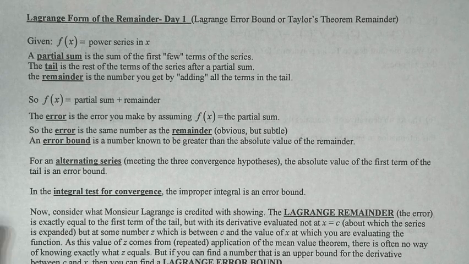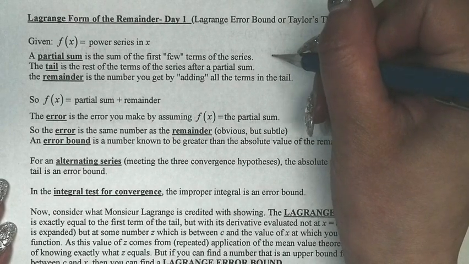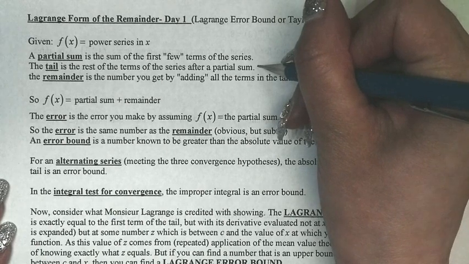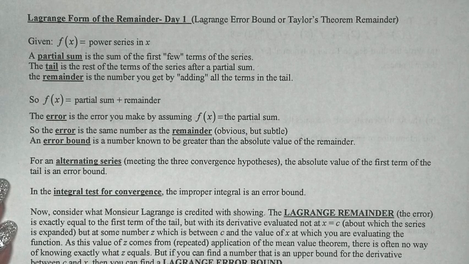For example, if we have a partial sum of the first three terms, then the fourth term and beyond is going to be the tail. Now, what we are going to learn today is that the remainder is the number you get by adding all the terms in the tail. So what we know is that f of x, which is the power series in x, is equal to the partial sum plus the remainder.